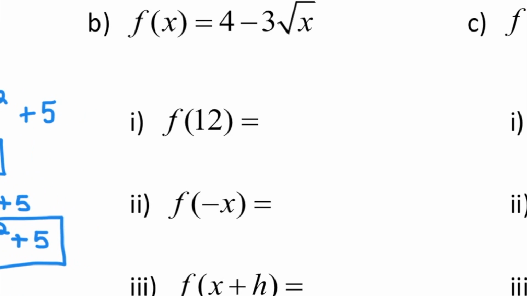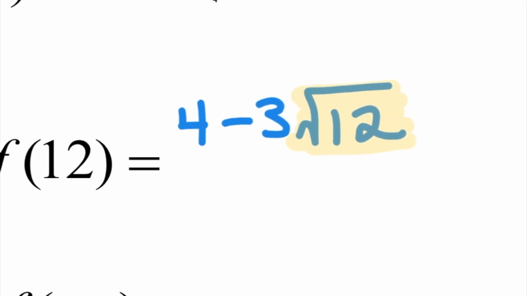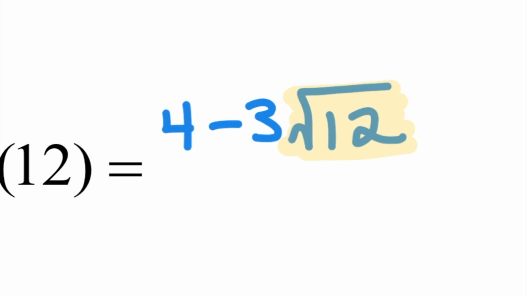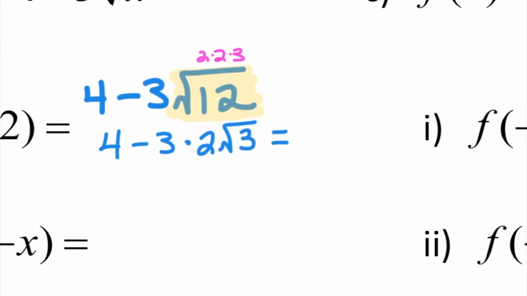In letter B, 4 minus 3 radical 12. And then if you look just at the radical 12, that can be simplified, and of course you should always simplify a radical. If you think about that, 12 is 2 times 2 times 3. And so that whole thing then becomes 4 minus 3 times 2 radical 3, which is 4 minus 6 radical 3.